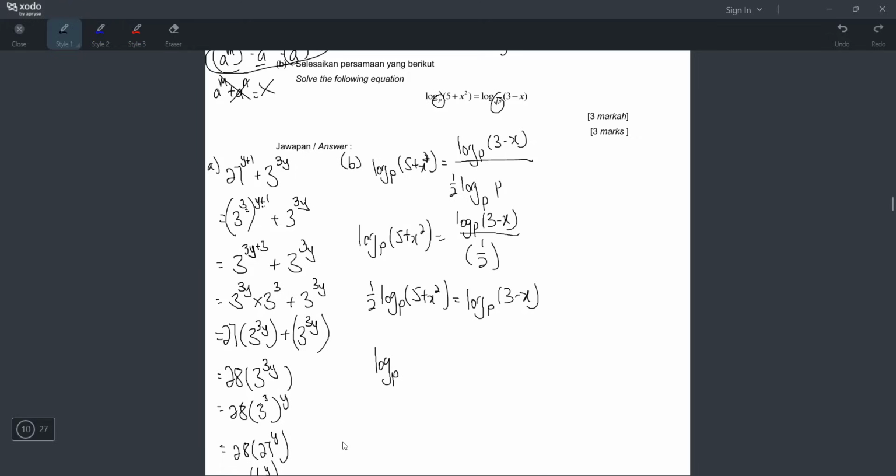So the 1 over 2, what can we do? We can move up, becomes power. And don't forget, power 1 over 2 means square root, right? I already explained just now.